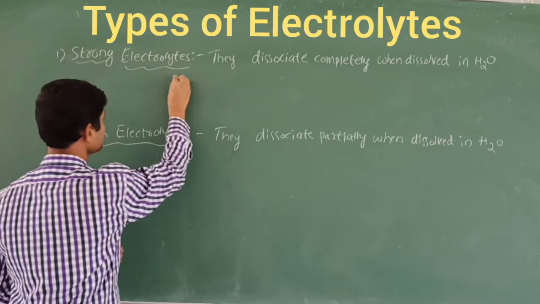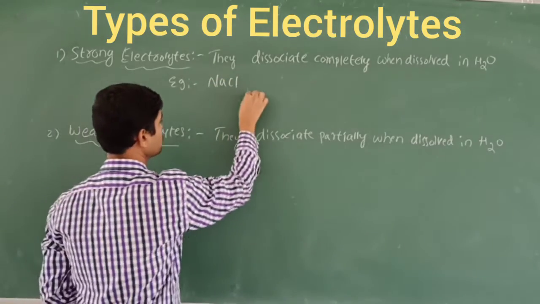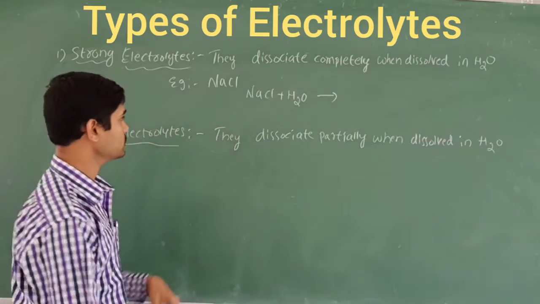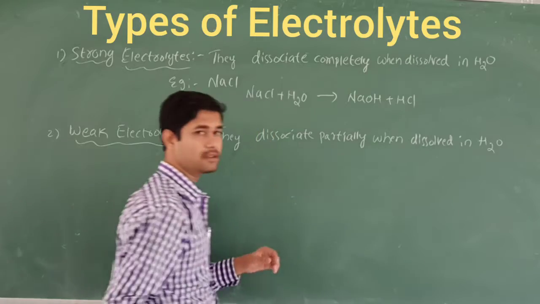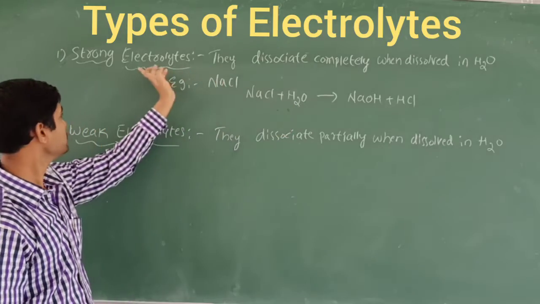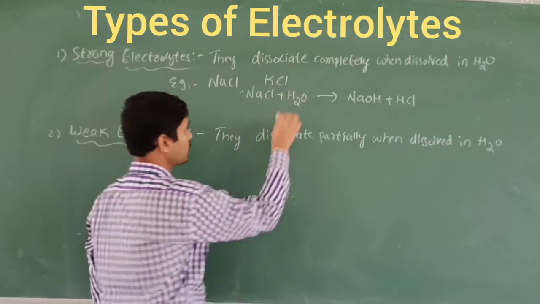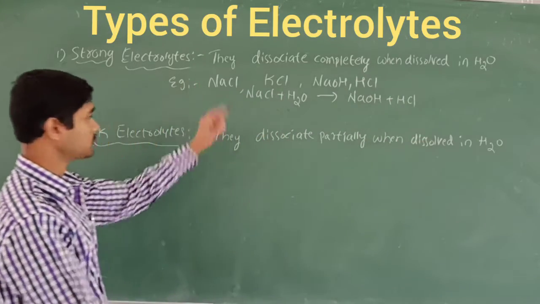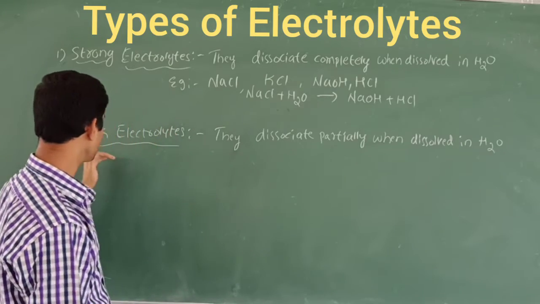Suppose the example is NaCl. Now I am going to take it in water. What happens here? That is the forward reaction. So that becomes NaOH and HCl. I mean, they are dissociated completely when dissolved in the water. So that is called strong electrolytes. You can give the examples NaCl, KCl, right? Or you can do NaOH, HCl. These come under the strong electrolytes, because they are dissociated completely when they dissolve in the water.